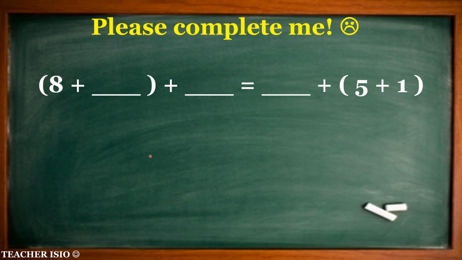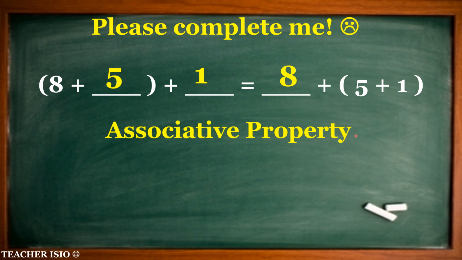So, here's now the answer. 5, 4, 3, 2, and 1. So, here we have 5 and 1. And ano dito? 8. So, what property is used in this given? Very good. It is under of associative property.